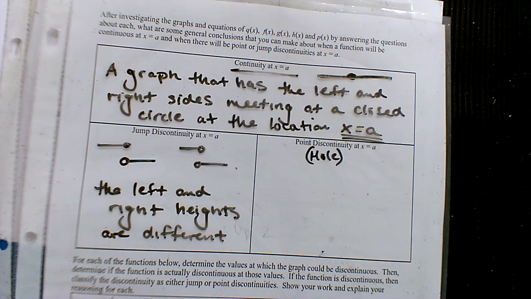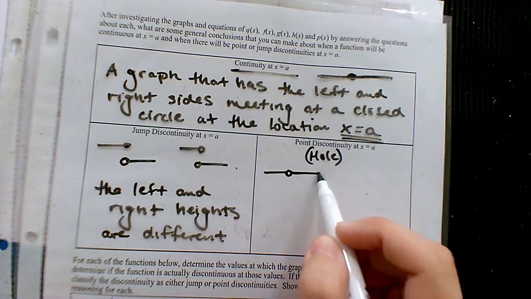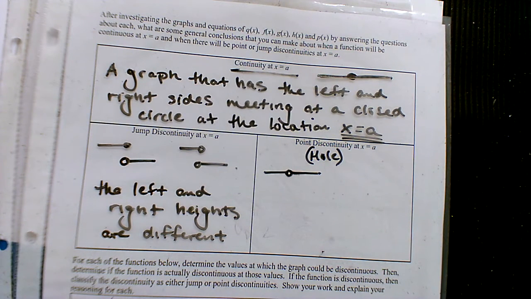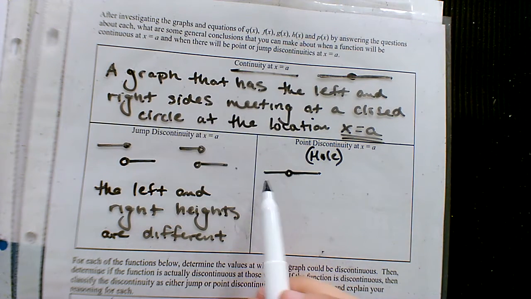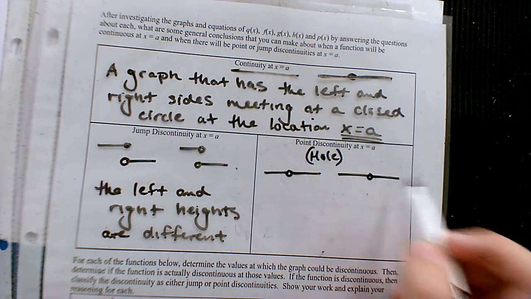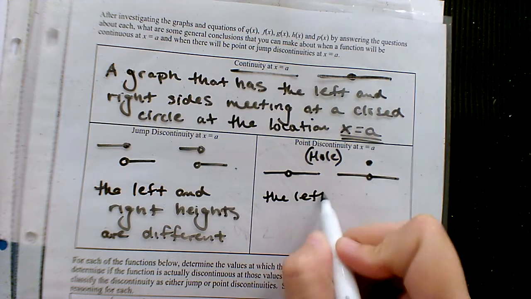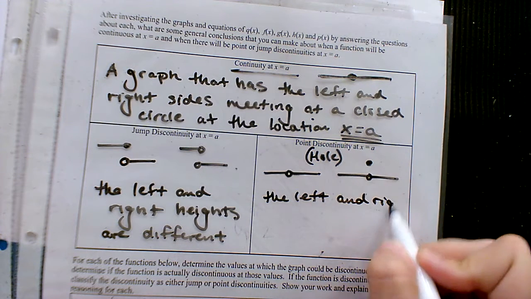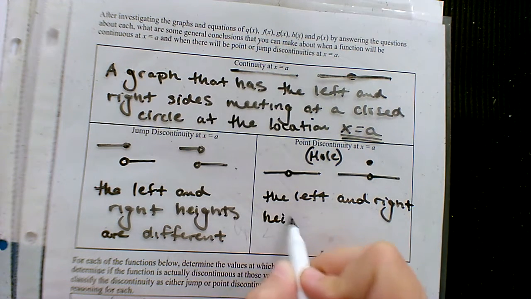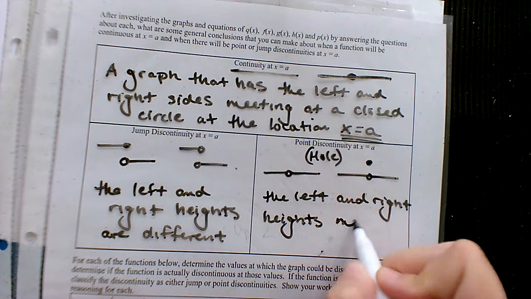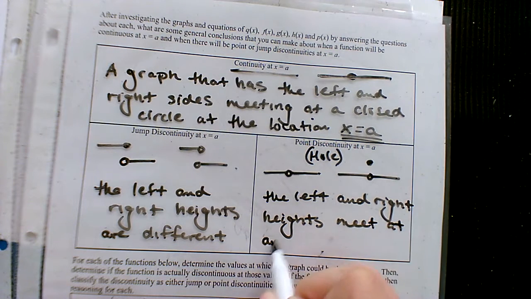The other case would be maybe they do have the same height, they do meet up, but unfortunately there's not a closed circle where they meet up. That could look something like this. Maybe you do have a closed circle, but it's somewhere else, not specifically where they meet up. So this is our hole. In this case, we'll say the left and right heights meet at an open circle.